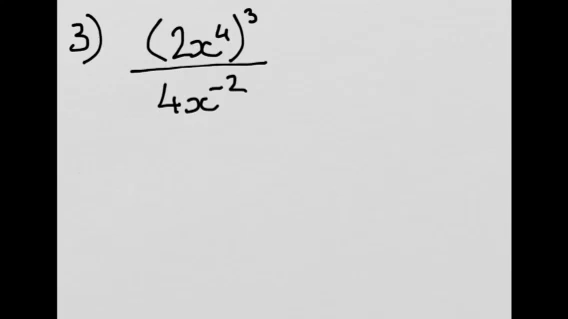In question 3 you're looking to fully simplify, in brackets, 2x to the power of 4, cubed, divided by 4x to the power of minus 2. Now in this question you want to tidy up the numerator, so we will leave the denominator as it is.